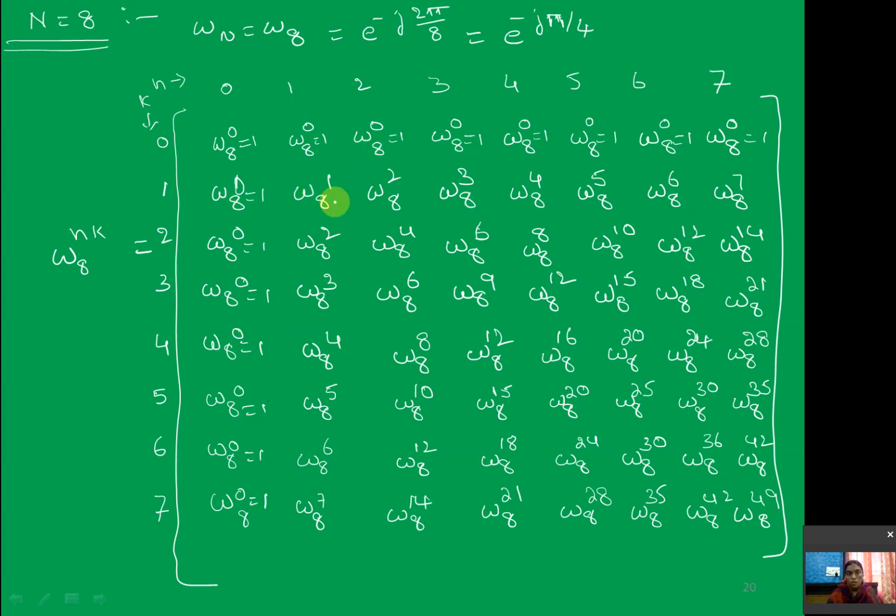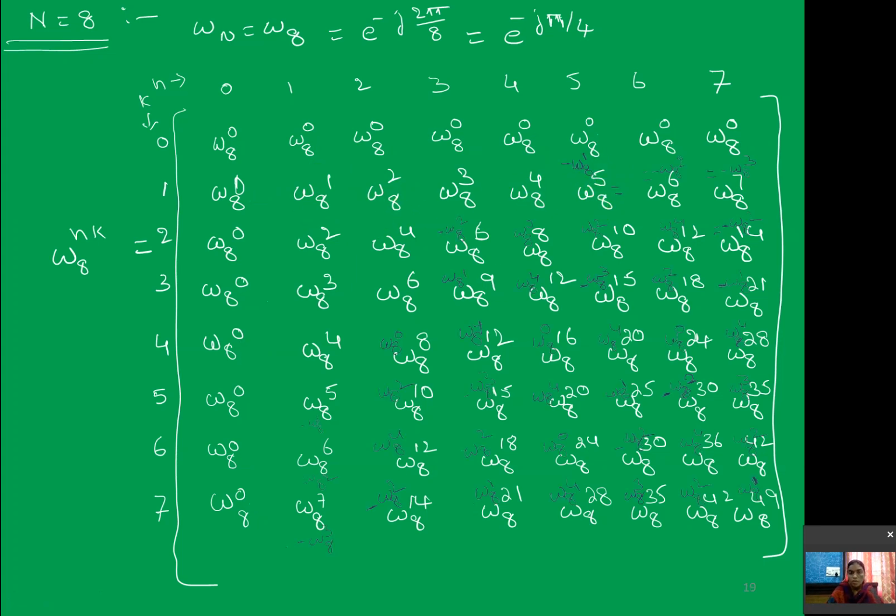What is W8 power 1? It is already determined. W8 power 2 also, W8 power 3 also, and W8 power 4 also are completed. So these four values we have found. Now coming to the remaining W8 power 5. How can you simply convert this based on the two properties?